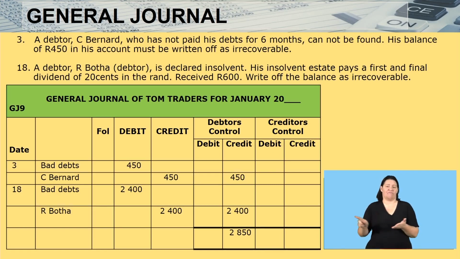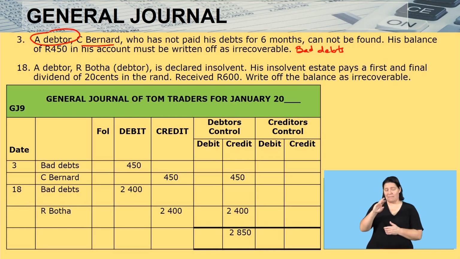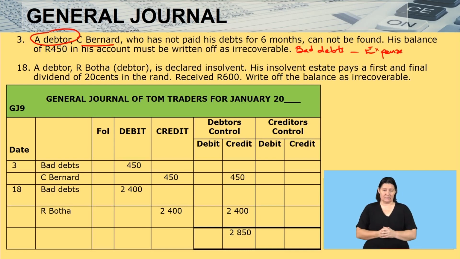That means I am going to record bad debts. And the next account is C. Bernard, who is my debtor. So it is going to affect my debtor's control. The moment I have a bad debt, I have to understand that bad debt is an expense, and all my expenses must be debited. You must remember, expenses must be debited. That means when I come here, which account am I going to debit? There is my debit. I debit my bad debts.